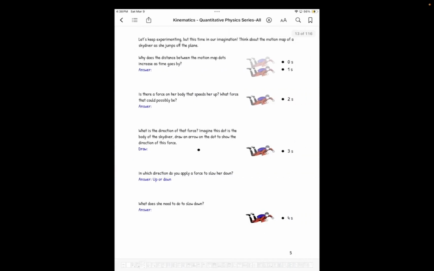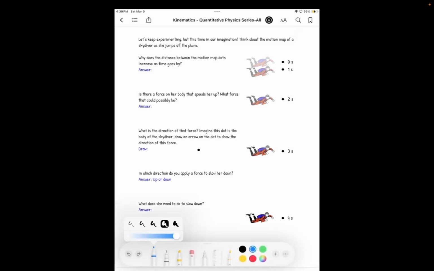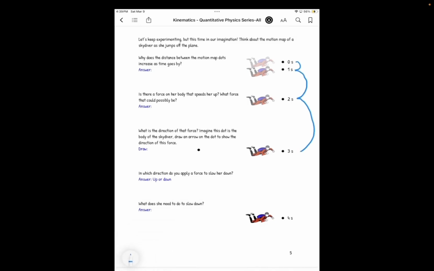So let's keep experimenting, but this time in our imagination. Think about the motion map of a skydiver as she jumps off the plane. What do you think is happening? You can kind of see it in this motion map, but can you please describe the motion map for me for the skydiver? So in the beginning, the dots are more close together. Mm-hmm. So it's probably going a little bit slower in the beginning. Very good. Then the skydiver starts to speed up as they're going down. Right. So the distance between the dots increases as she falls down, right?